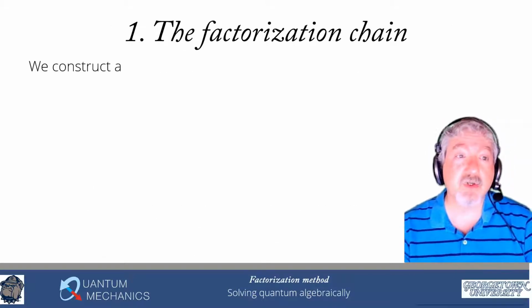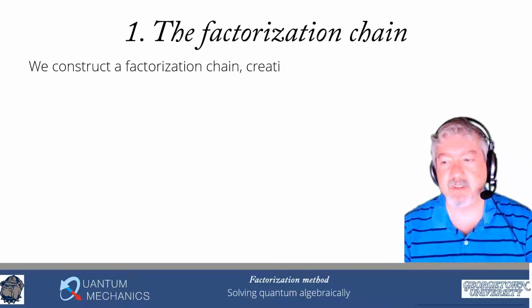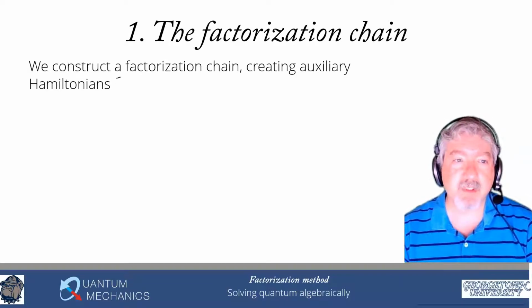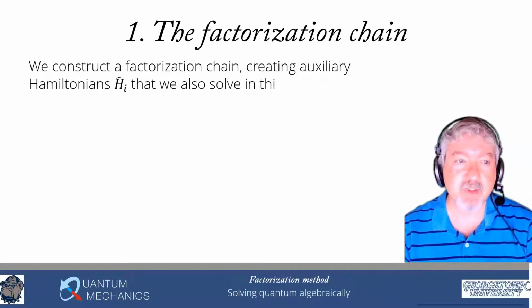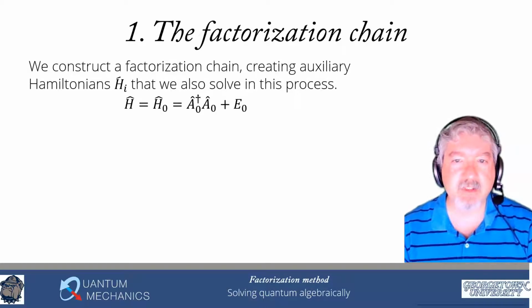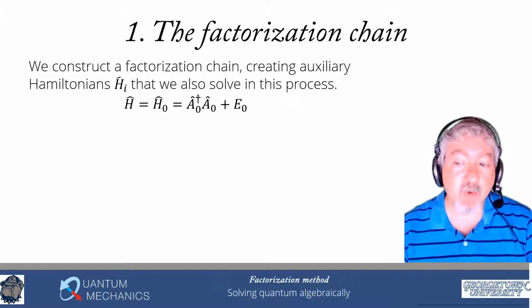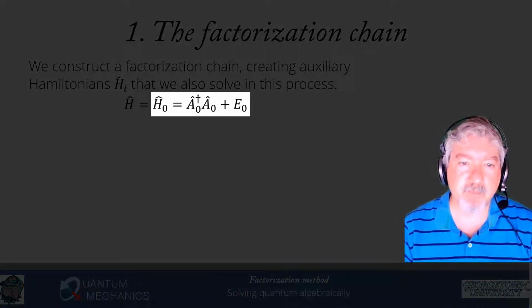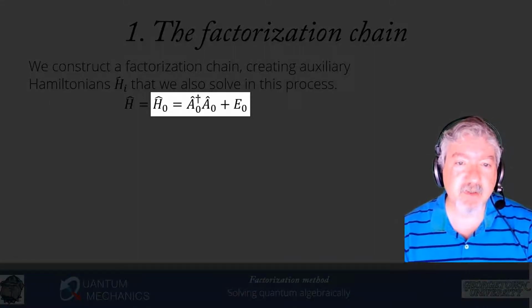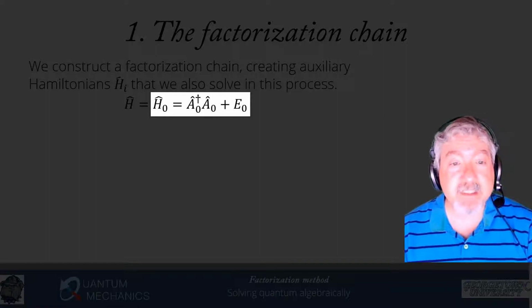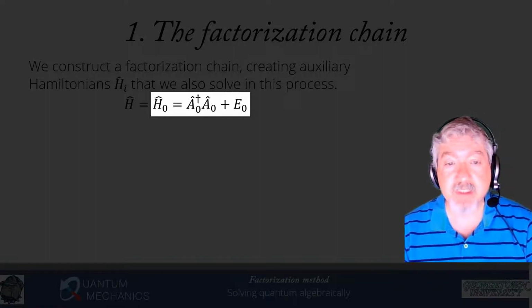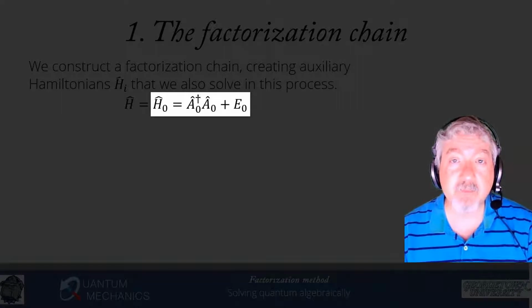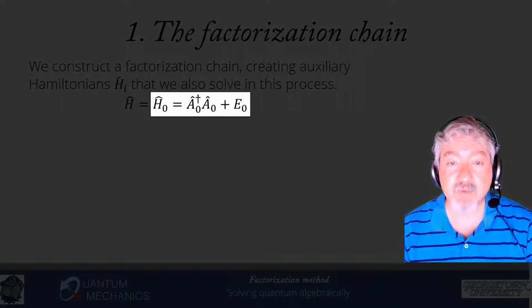All right, the first thing in Schrodinger's method is working with what is called a factorization chain that creates a series of auxiliary Hamiltonians, H sub i, that we use in solving the original problem that we want to solve. So we start with our original Hamiltonian H, which I'm going to be calling H sub 0, and then we form these raising and lowering operators, A dagger 0, A0 plus E0. We need to be able to factorize the Hamiltonian into this form, and we're going to discuss a bit more about exactly how that's done as we go through this list.